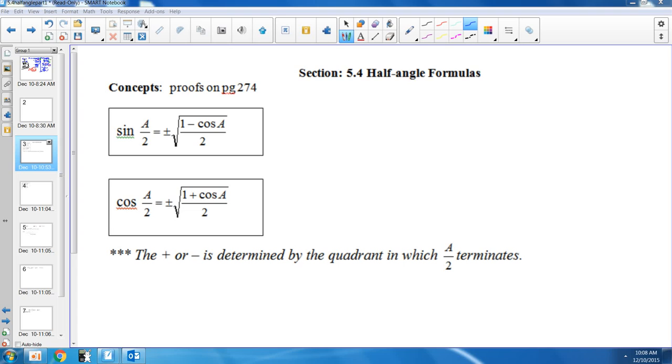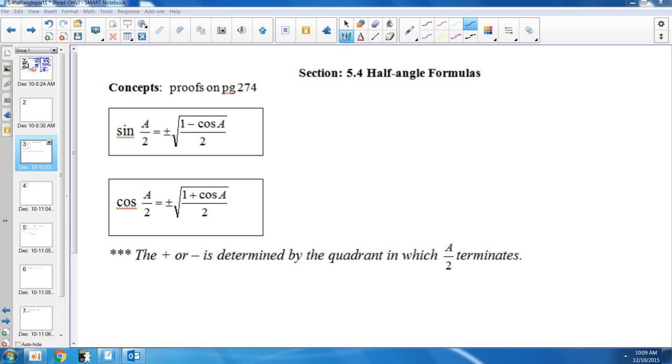Last section in chapter 5 is the half angle formulas. Half angle formulas are similar to the double angle formulas in that you're going to have identities. You have several new identities. What's important is keeping organized, watching your plus or minuses, making sure your algebra is working out.